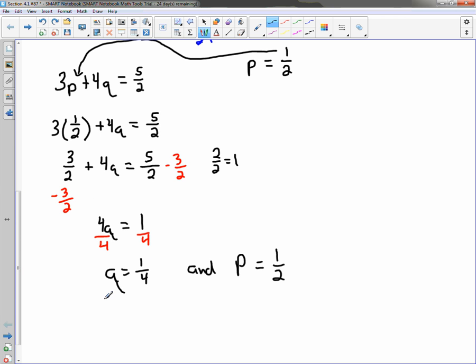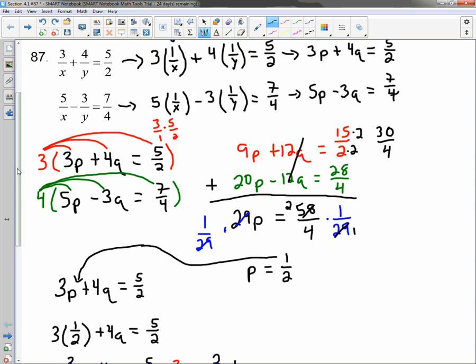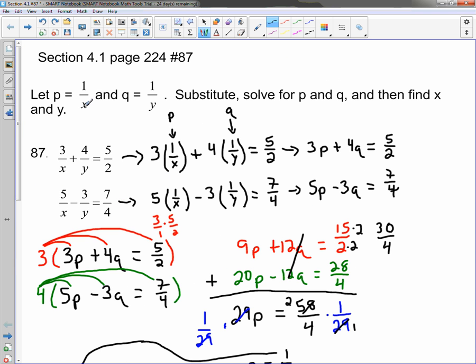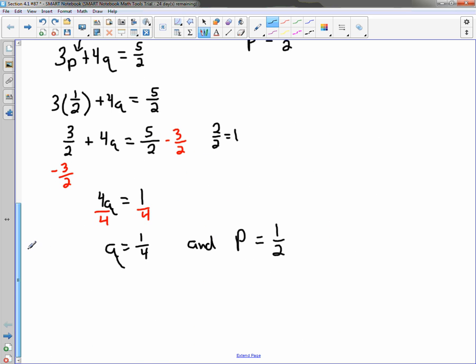So we sort of feel like we're done, but remember we did that little bit of manipulating at the beginning, where we said p was equal to 1 over x, q was equal to 1 over y. So what I need to do is plug that back in. So I had q was the same as 1 over y. So I have 1 over y equals 1/4, because I want to know what y equals. p equals 1 over x from the beginning equals 1/2.